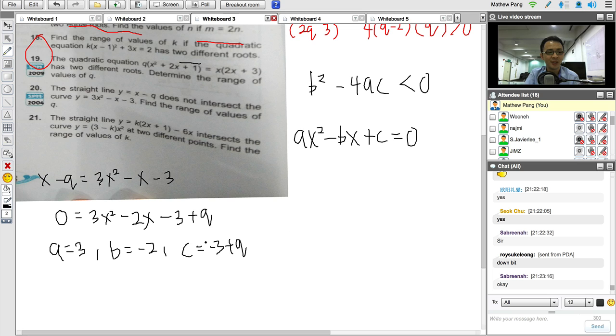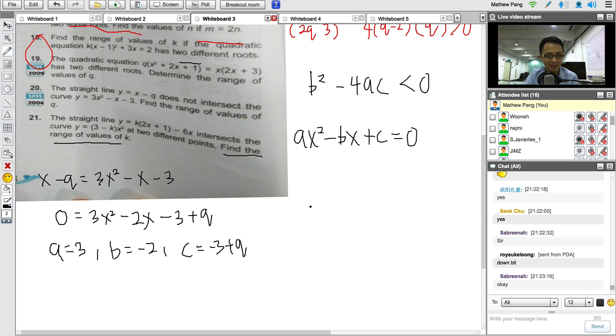Then I substitute into the b squared minus 4ac less than 0. And you'll find out here it asks you to find the range of values of k. Always use the word range when it's less than 0 or bigger than 0. So when you see the word range, at least you must know something is impossible: b squared minus 4ac equals to 0. Because if it is equal to 0, you will never get a range. Okay? Alright, so I just substitute in.